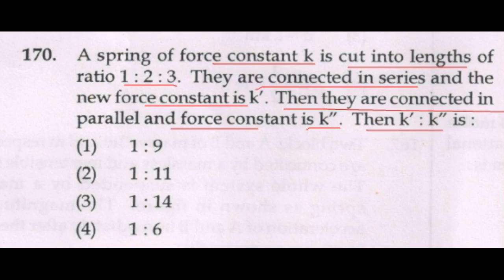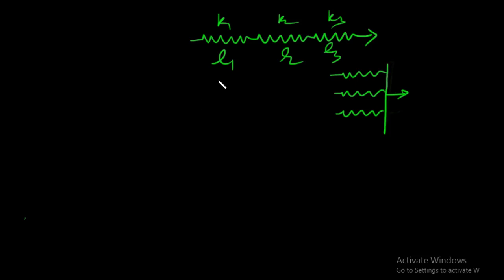Alright, so this is the diagram. You see there are three lengths L1, L2, L3, and L1 is to L2 is to L3 is equal to 1:2:3. Since the force is constant, the spring constant will be inversely proportional to the length.